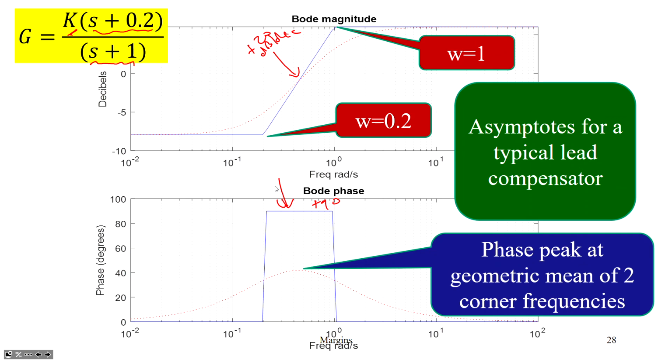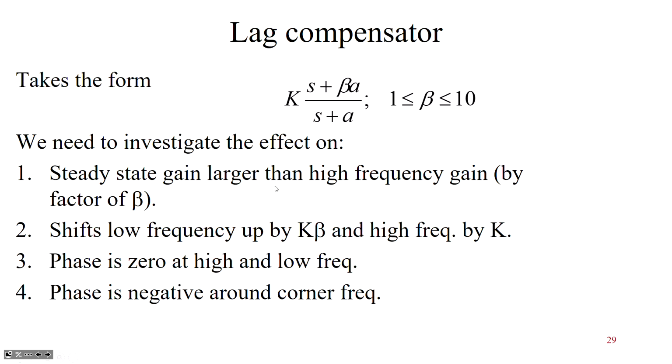So what I can see is that I've got positive phase. So just using this asymptote information, these blue lines, I can deduce approximately where the actual red lines will be, and I can see what's going on, and I can see how it relates to the corner frequencies that I choose. I can do the same for a lag compensator.